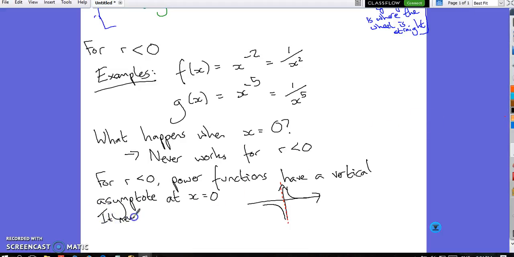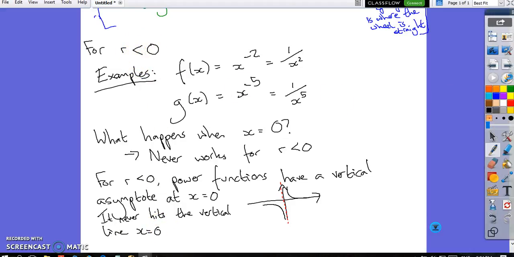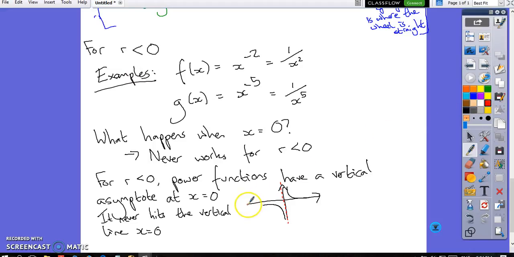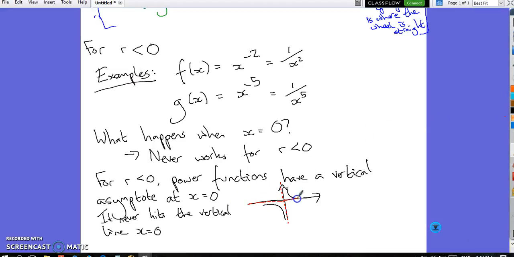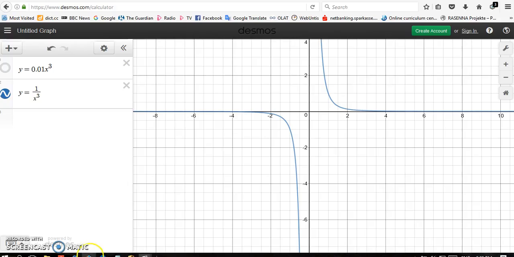It never hits the vertical line, x is equal to 0. And you'll notice as well, for all of them where r is negative, we have a second horizontal asymptote along the x-axis as well. The functions never hit the x-axis.